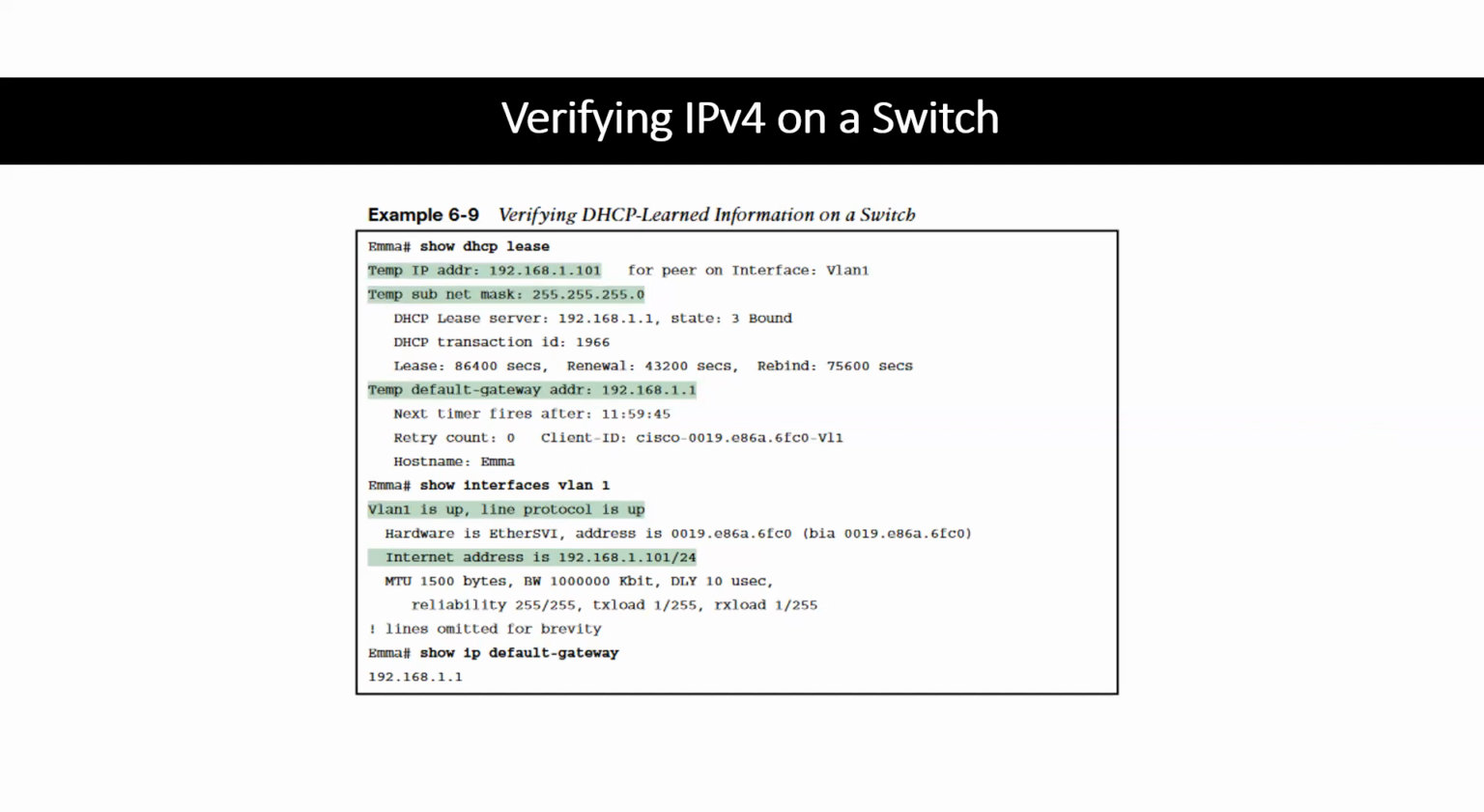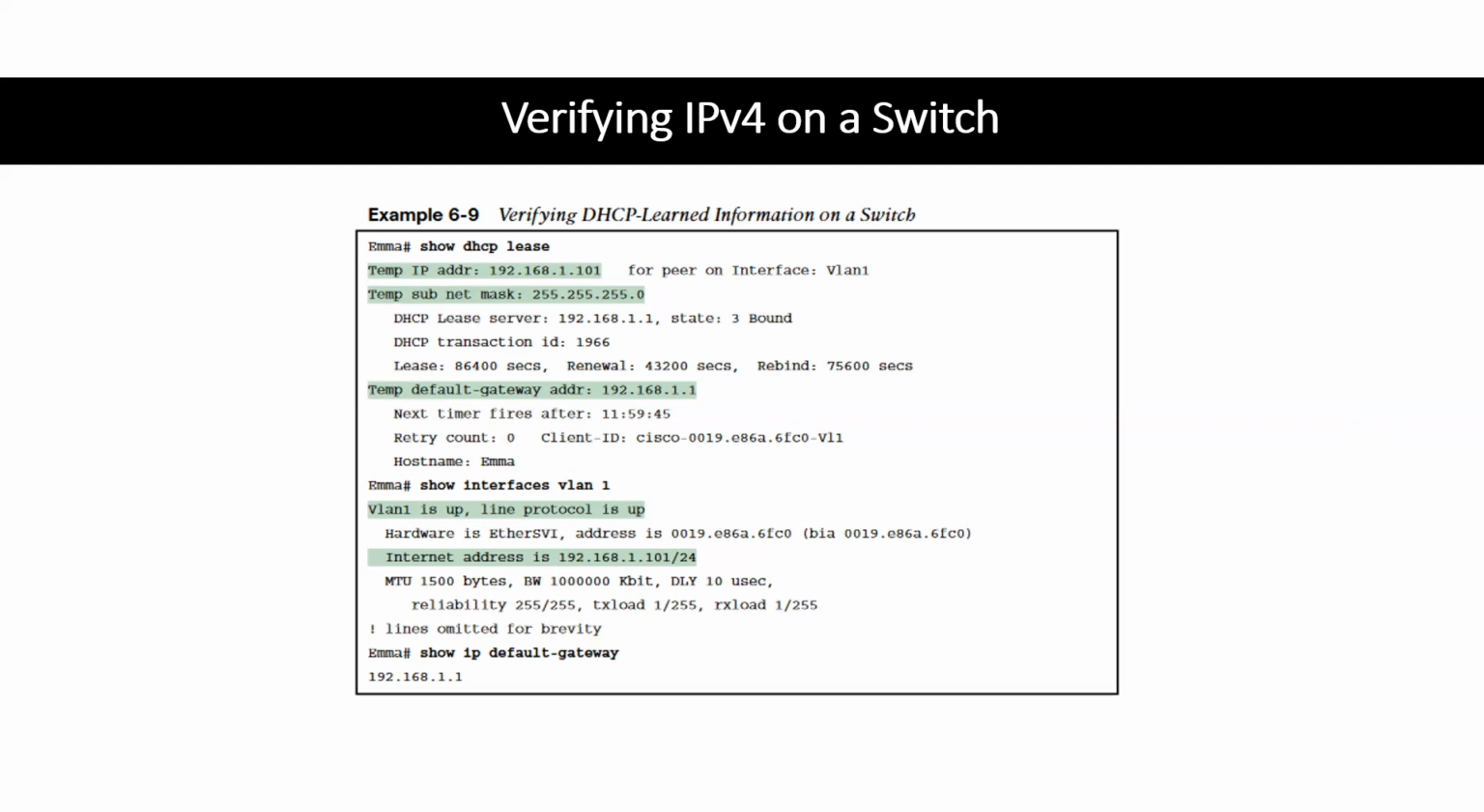So first we have the command show DHCP lease. It's going to show you any interfaces that are using DHCP. It's going to show you that they have an IP address that was dynamically assigned to them, which interface it is, the subnet mask, the DHCP server, and the gateway, all the information that it got, for a specific interface.